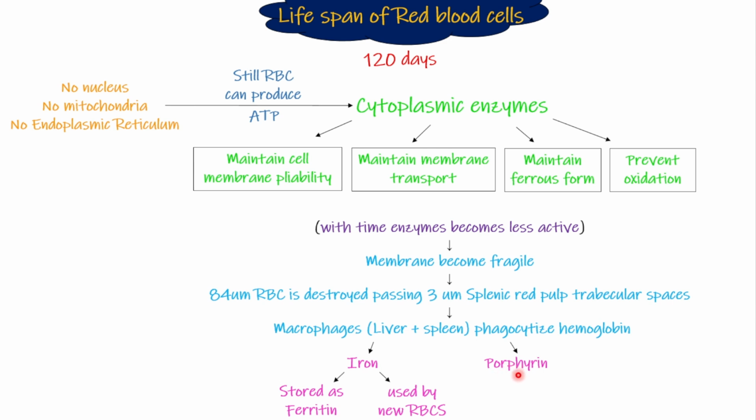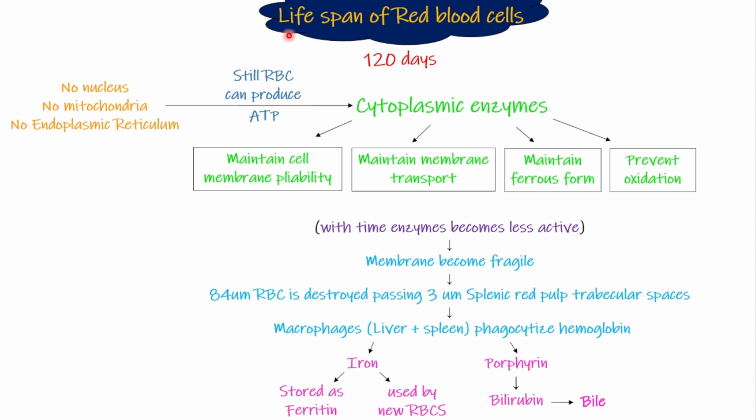And what is going to happen with the porphyrin? The porphyrin will be converted into bilirubin, and that will be released in bile. When the level of this bilirubin is raised, that is known as jaundice, the yellowish discoloration of skin. Whenever there is increased breakdown of RBCs, an increased amount of porphyrin is produced and an increased amount of bilirubin is produced, which gives yellowish discoloration to the skin.